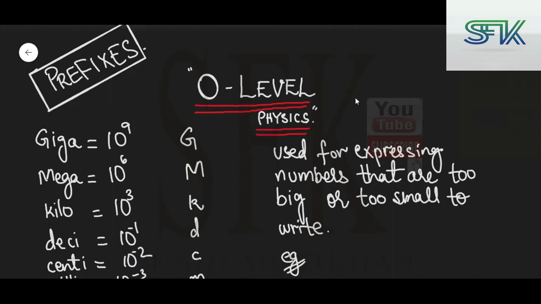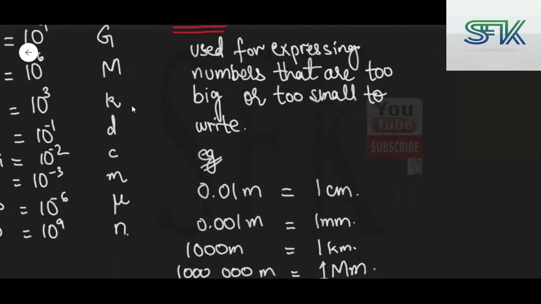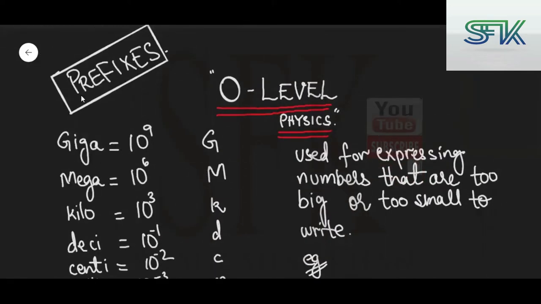Okay, guys, so in this lecture, we are going to talk about prefixes of O-level physics. In the previous lecture, we gave an introduction to physical quantities and talked about the 7 fundamental physical quantities. Now, in this lecture, we are going to talk about prefixes. Basically, pre means before. So these are actually the symbols or letters which are written before another symbol.